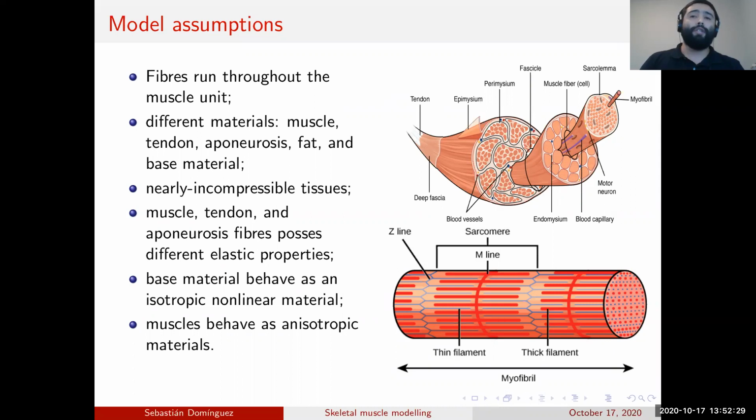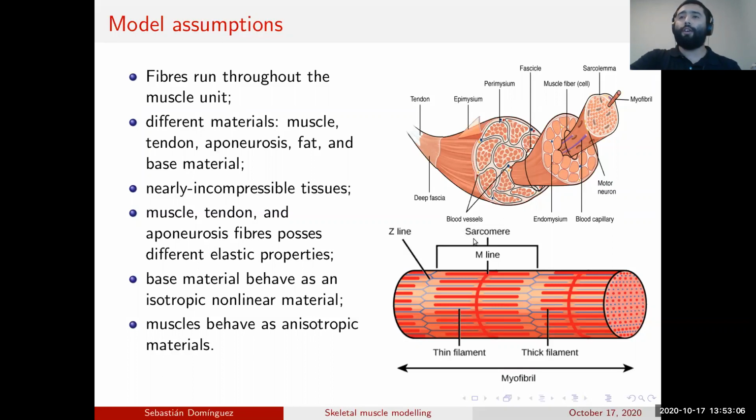We assume that the base material behaves as an isotropic nonlinear material. It means that if you have a cube of it and you press it from here or from here with the same boundary conditions on the other parts, you should see the same result. And overall, putting all these things together, muscles actually behave as an anisotropic material, right? This is what I said before. So if you're along the fiber, you will get one response, but orthogonal to the fiber, you will get a different response, right?